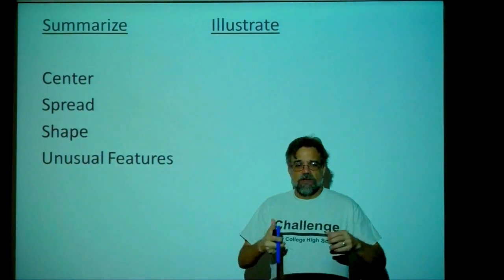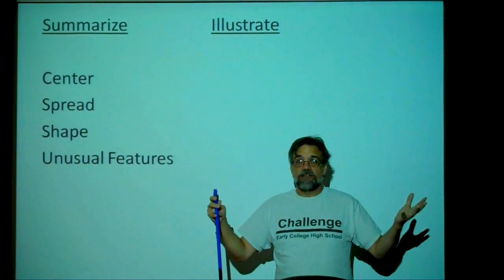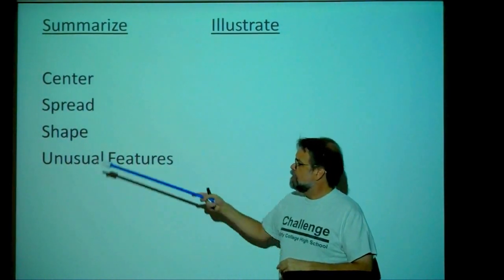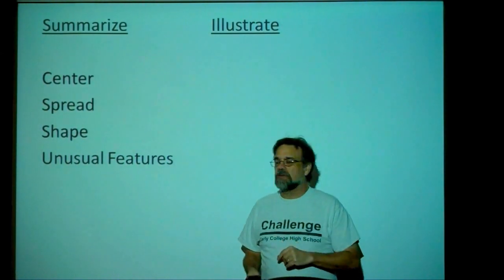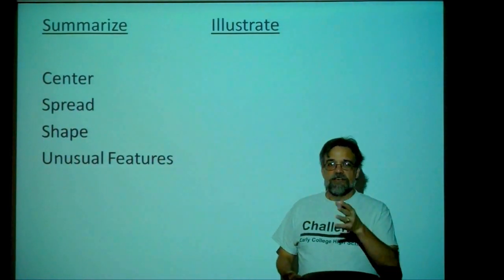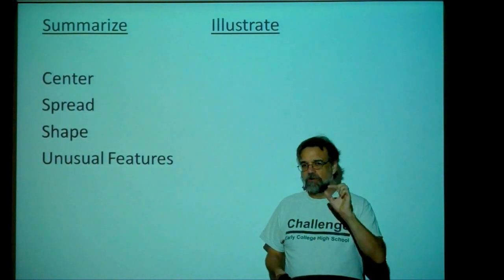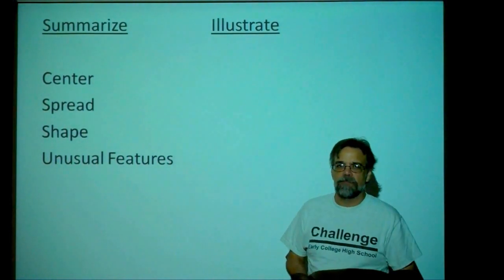What's the spread? Are they spread way out? Is there a lot of variety? Or are they all bunched around a single value? Then there's shape and unusual features, I'll show you what I mean in a second about that. By the way, if these terms seem kind of vague right now, that's okay. We're going to be more specific in the future, so don't be bummed out by that.